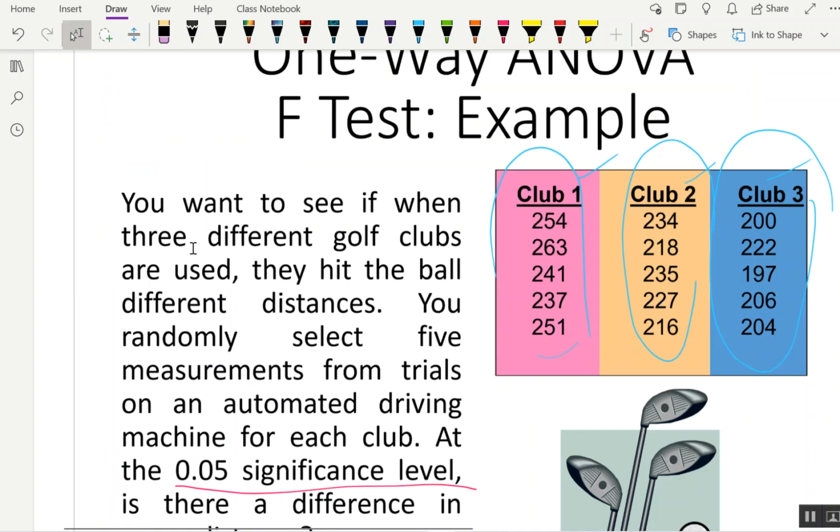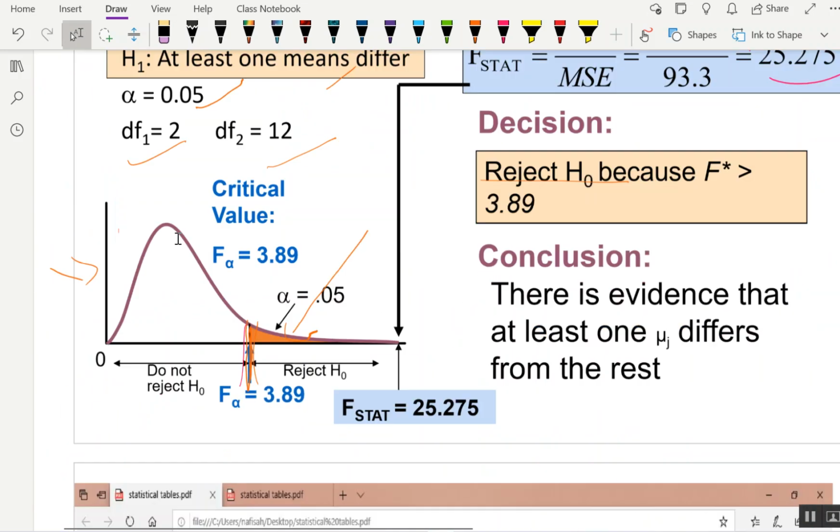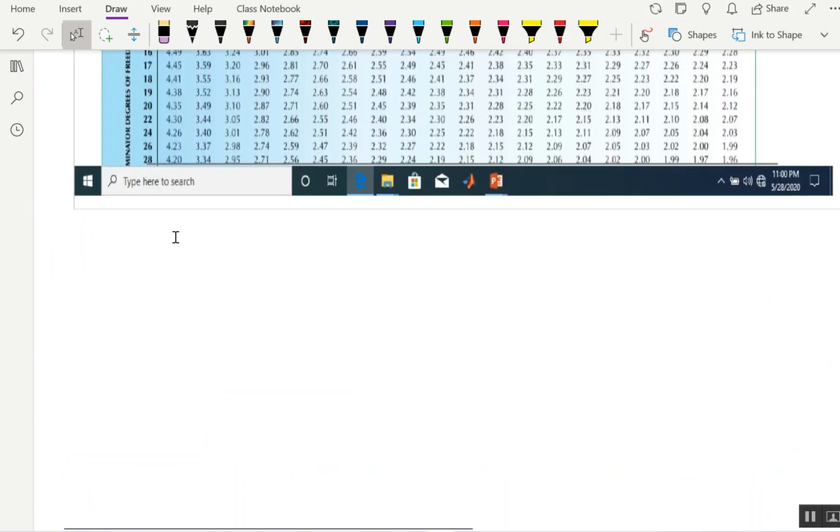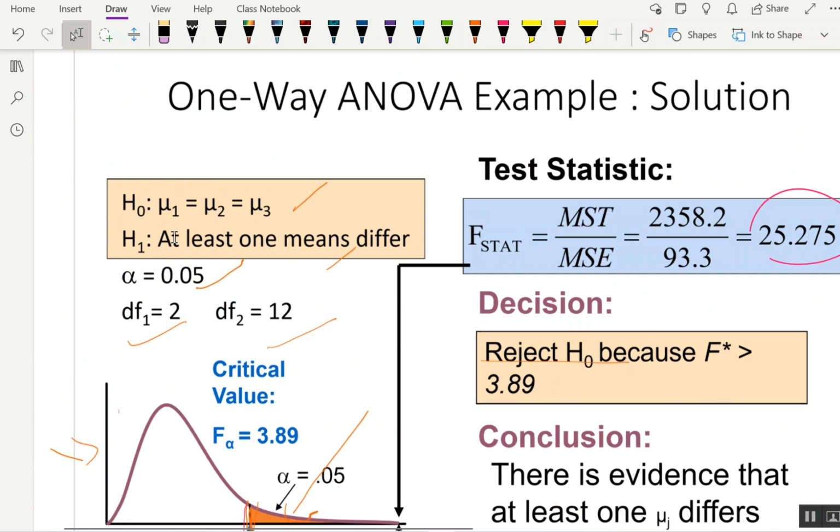Alright, so now that is for the second example, which I think should be ample enough for this lecture, in order for you to understand calculating this step by step as MST and MSE. Alright, so I hope that this lecture will help you out in understanding the calculating and testing for ANOVA.